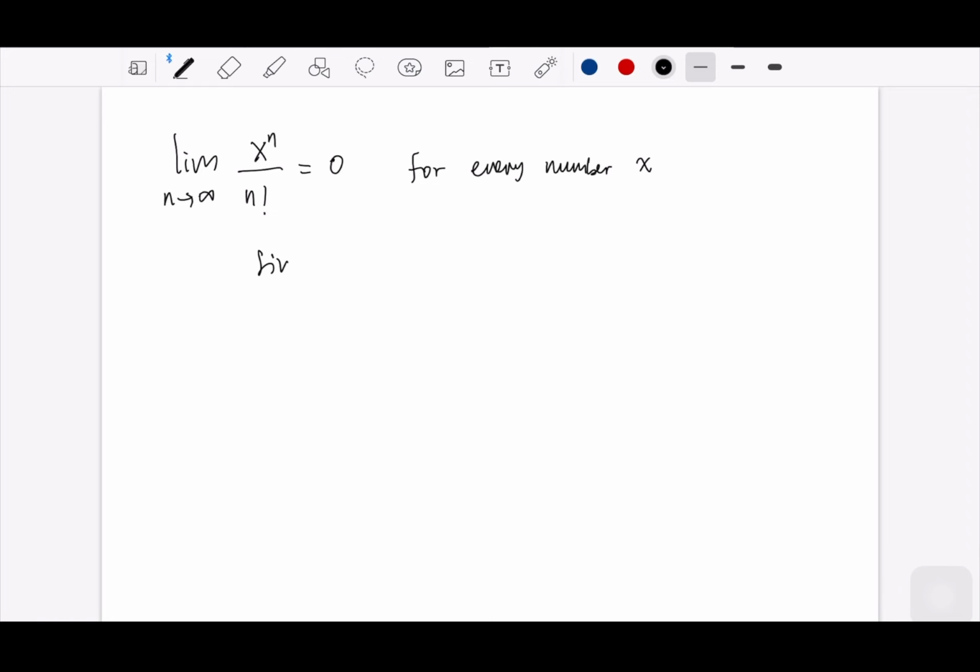Why? Since the series converges for all x. Maybe you can try to prove it with the ratio test.